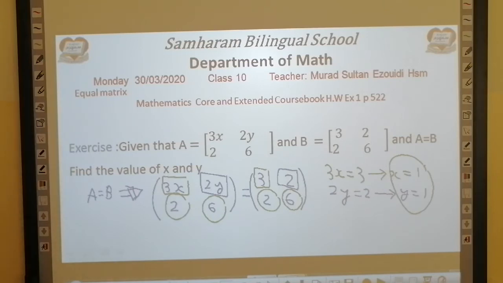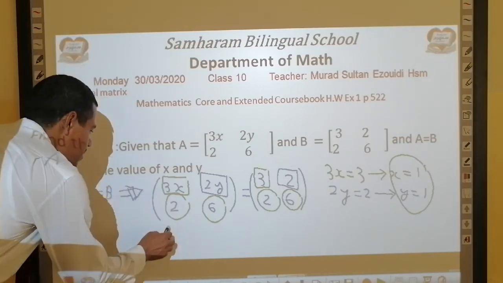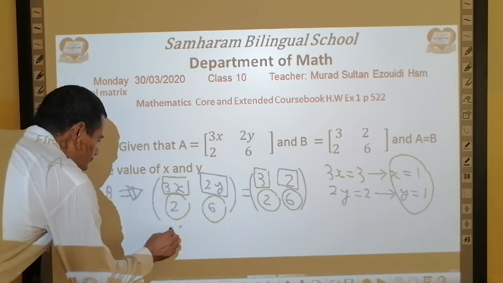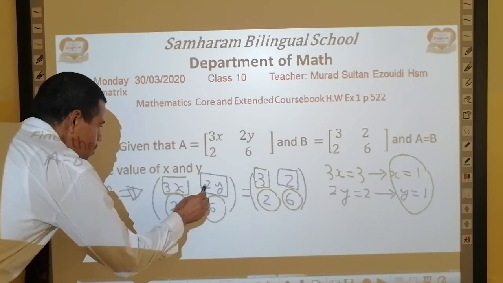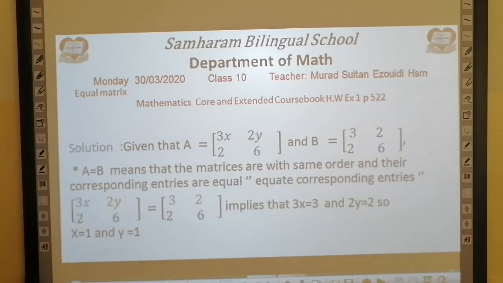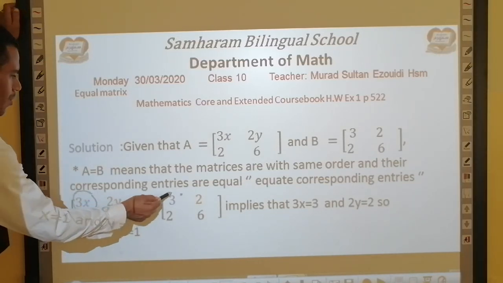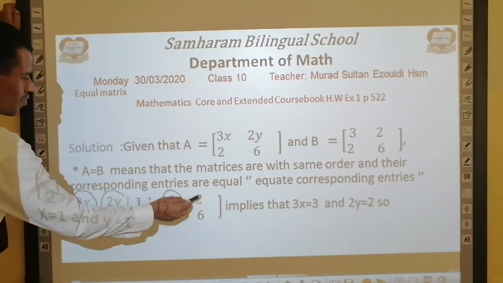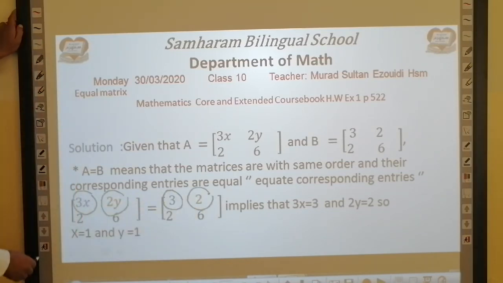Okay? Look, if we multiply x by 1 and y by 1, 3 by 1 is 3, 2 by 1 is 2. So both matrices are equal. Here we just changed color: 3x should be equal to 3 means x equals 1, and 2y equals 2 means y equals 1.